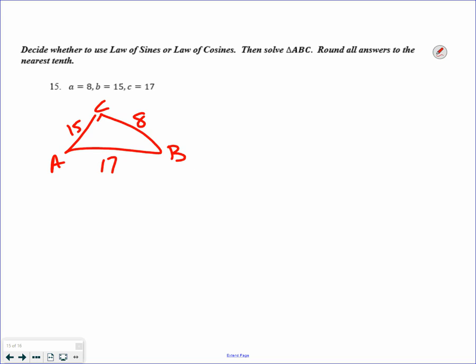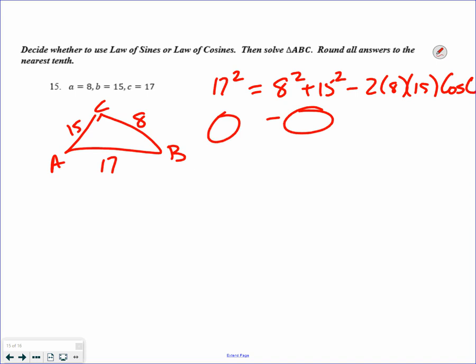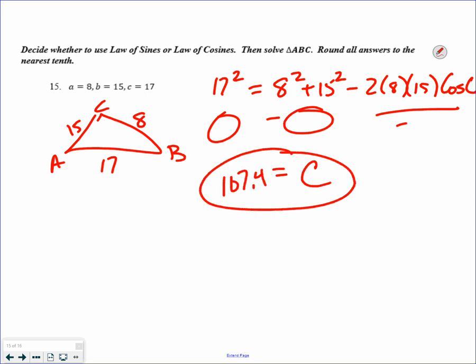So if I did law of cosines now again, because you can't use the law of sines, you have no ratios, 17 squared equals 8 squared plus 15 squared minus 2 times 8 times 15 cosine C. Now, the hardest part about this is you must subtract these two first and then divide by these two. And I know I didn't show all my work here, but you end up getting C to be 107.4.